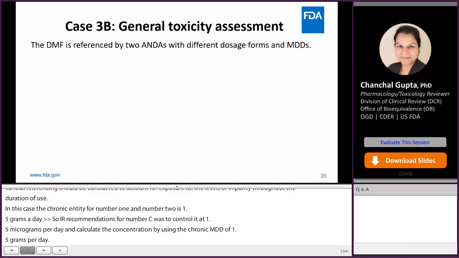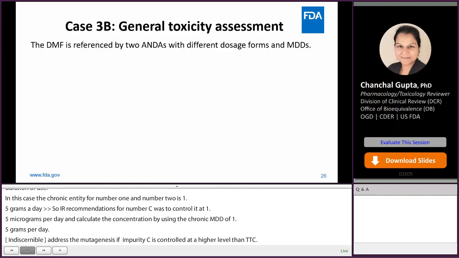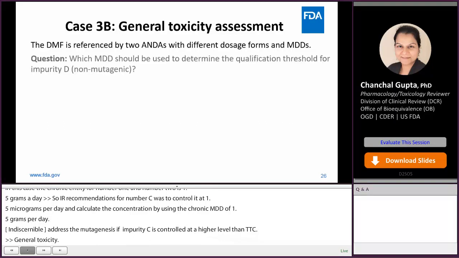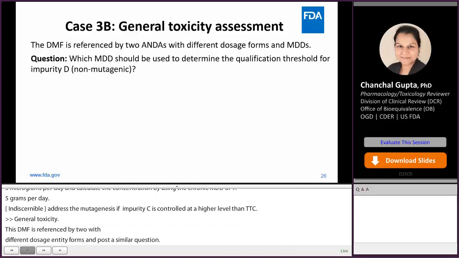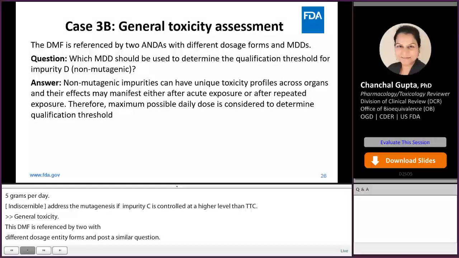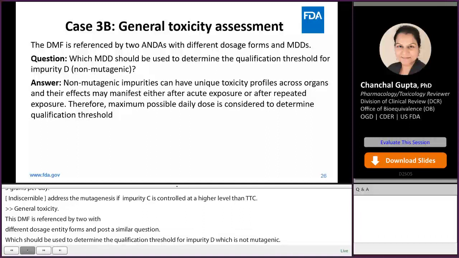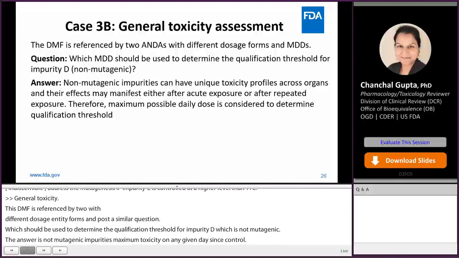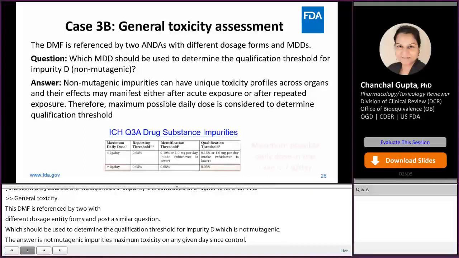Since the DMF is referenced by two ANDAs with different dosage forms and entities, I will again pose a similar question. Which MDD should be used to determine the qualification threshold of impurity D, which is non-mutagenic? The answer is, for non-mutagenic impurities, the maximum possible daily dose on any given day should be considered to set the control limit. This is because non-mutagenic impurities can have unique toxicity profiles and their effects can manifest by either acute or repeated exposure. In this case, the maximum possible daily dose is 7 grams per day, which is the loading dose of the intravenous drug product. Therefore, the qualification threshold for impurity D is not more than 0.05%.